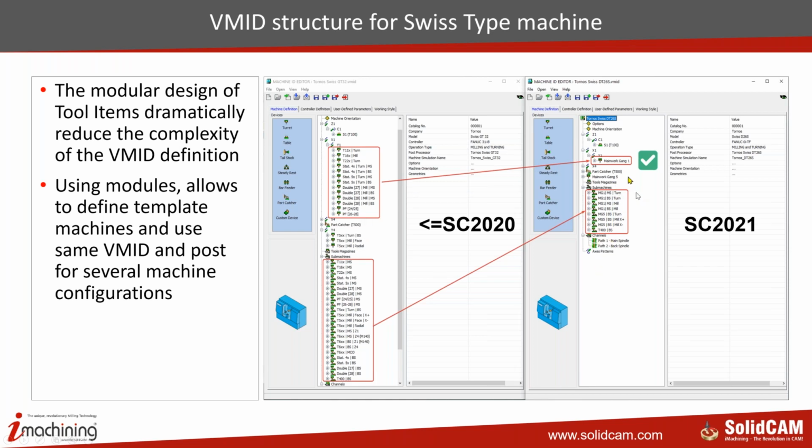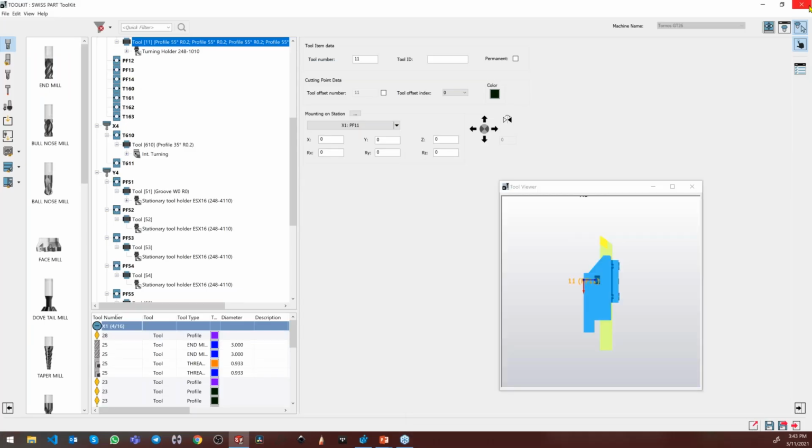So your machine simulation is going to be smaller, your VMID is smaller, the number of options is going down. It's much easier for the customer to configure a machine. You can define setups, everything. And here it is, it's 2021. Okay, I will go back and just save it. I'll go without saving it.